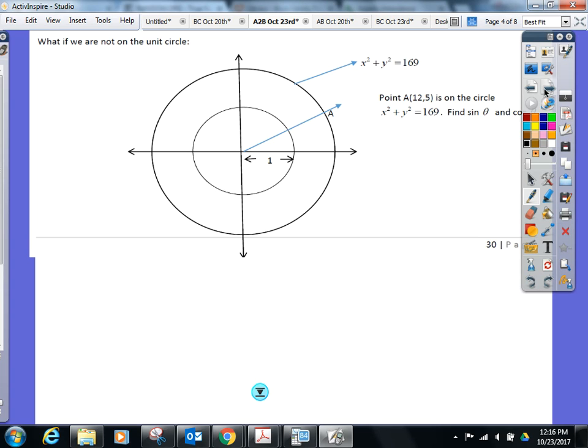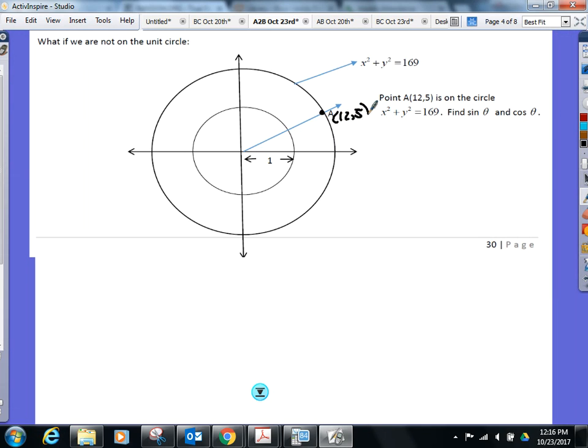But I do know point A is at (12, 5). And I'm still asking for sine and cosine. But here's what you can't do anymore. You can't say, oh, you're looking for sine, Mr. Carlino, I'll just pick off the y value. It's 5. No, that only works if we're working where? Unit circle. Does everyone see that? That we're in a dilemma right now. You can't just give me the y coordinate.